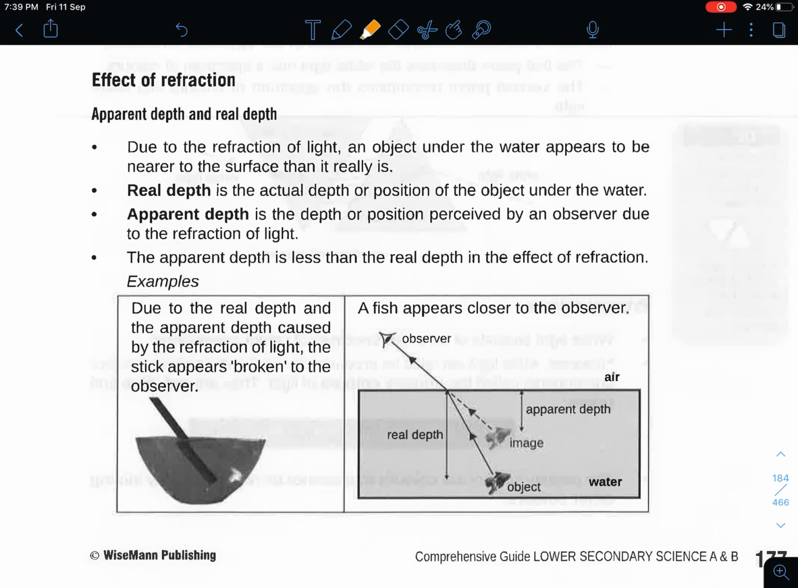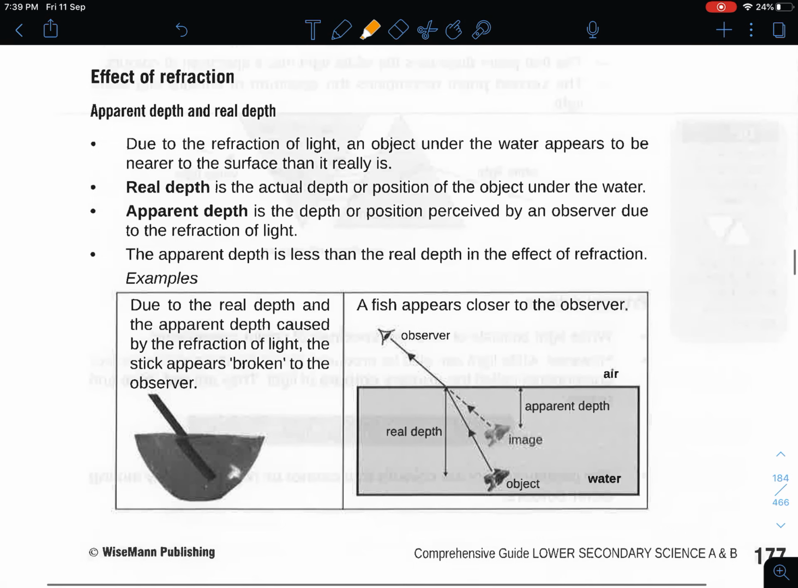Now, what are some effects of refraction? Effects of refraction lead to two concepts, which are apparent depth and real depth. Apparent depth is mainly how you perceive it, like your eyes are playing a trick on you. You may see that it's not really the actual depth, but what your eye is perceiving the depth to be. So it's like a fake kind of depth, whereas real depth is the actual depth of the particular object. Apparent depth is the depth perceived by the observer. That means a feeling based on what you see.